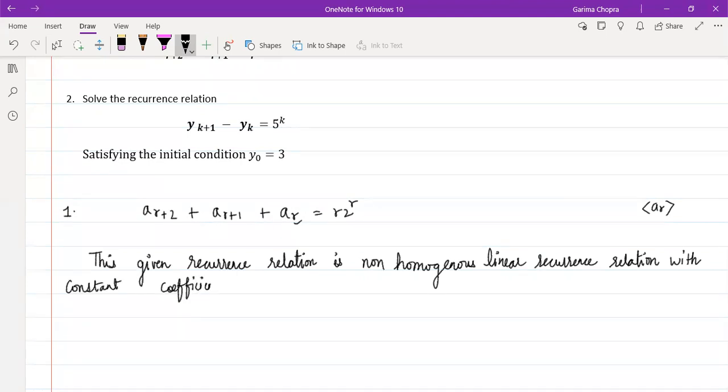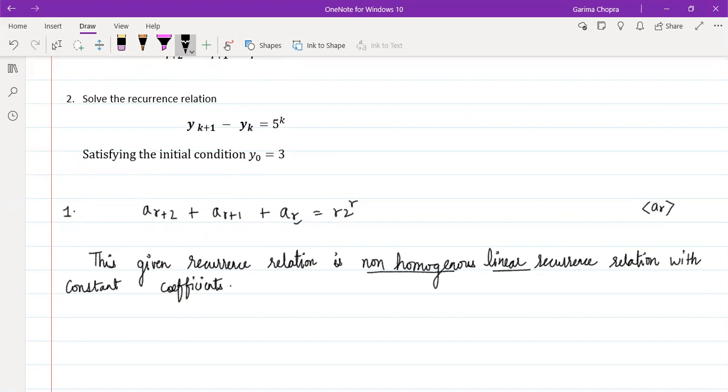We can see here that the coefficient is 1. Then again the coefficient of the (r+1)th term of the sequence is again 1 and the coefficient of a_r is again 1. So these coefficients are constants. So it is a non-homogeneous linear recurrence relation. The total solution will be the sum of the homogeneous solution and the particular solution. So firstly, we will be finding the homogeneous solution.